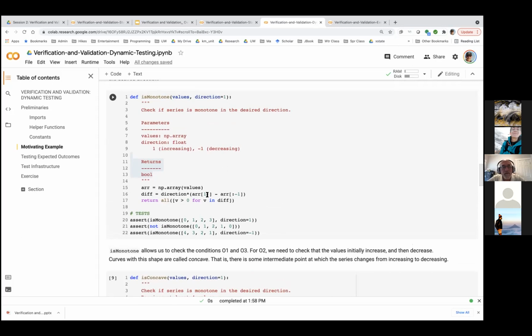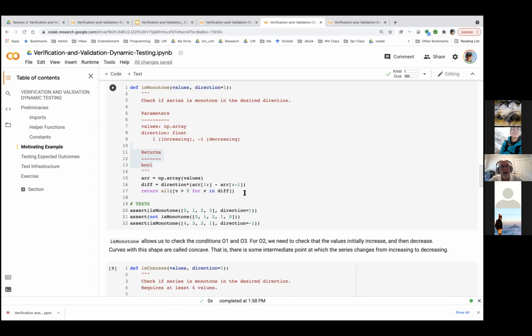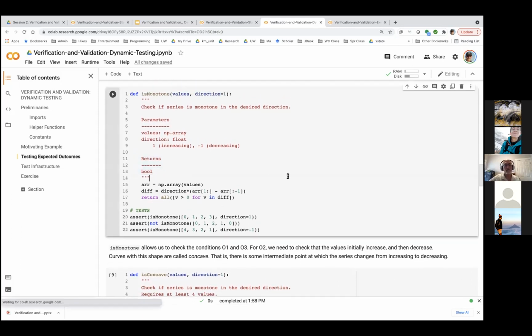The trick here is this is all about slicing. This says take the second value in the series and subtract from it the first one, and so on down. So we're computing a successive difference. If it's increasing, we know that all these values would be greater than 0. If it's decreasing, all these values should be less than 0. But if it's decreasing, we would have multiplied by a -1 direction, so that, again, will make it so that it's all increasing. That's the way this particular piece of code works.